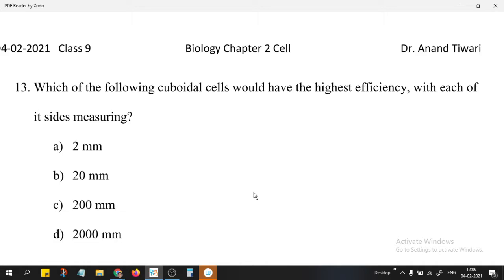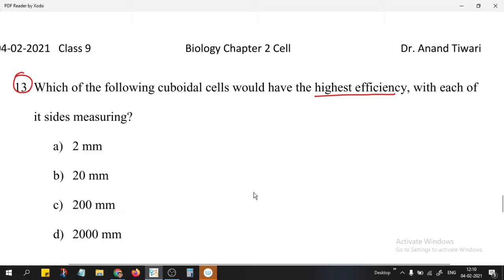We will start with question number 1. Which of the following cuboidal cells would have the highest efficiency with each of its sides measuring 2 mm, 20 mm, 200 mm, 2000 mm? 2 mm. Okay, anyone else?